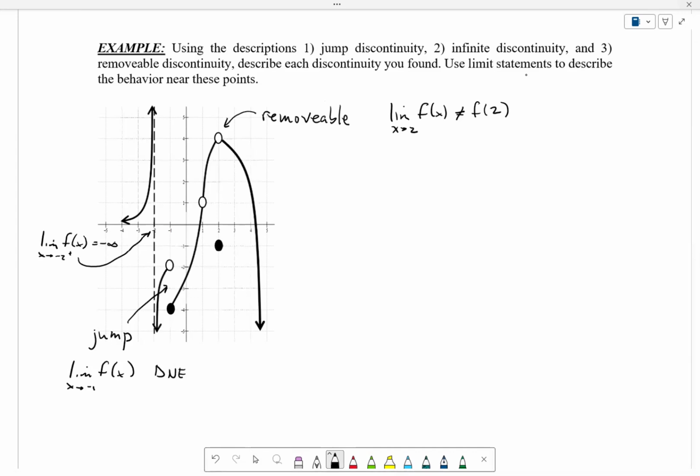Which leaves us one more. This one. That is removable. And algebraically, I hope that makes sense with what we were doing today in the problem part of the warm-up. When you cancel out those factors, that's removing that discontinuity. So for this one, it's just the limit exists, limit as x approaches 1 exists.